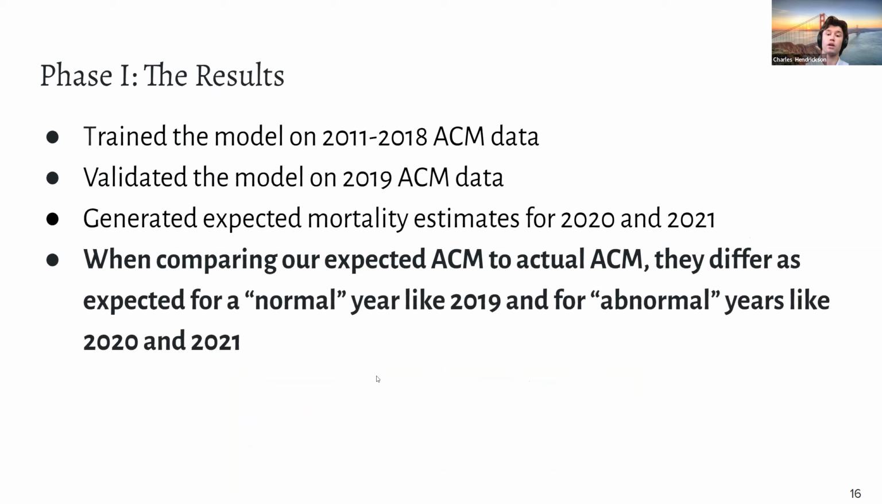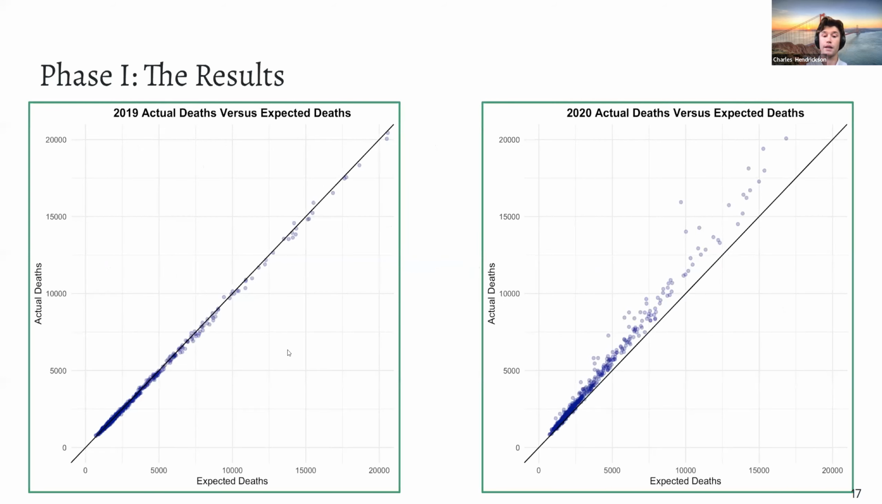We trained the model on 2011 through 2018 all-cause mortality data, and we validated the model on 2019 all-cause mortality data. With our final fitted model, we generated expected mortality estimates for 2020 and 2021. And when comparing our model's predictions for expected all-cause mortality to actual all-cause mortality, they differ as expected for a normal year like 2019 and for abnormal years like 2020 and 2021. And we visualize these predictions here.